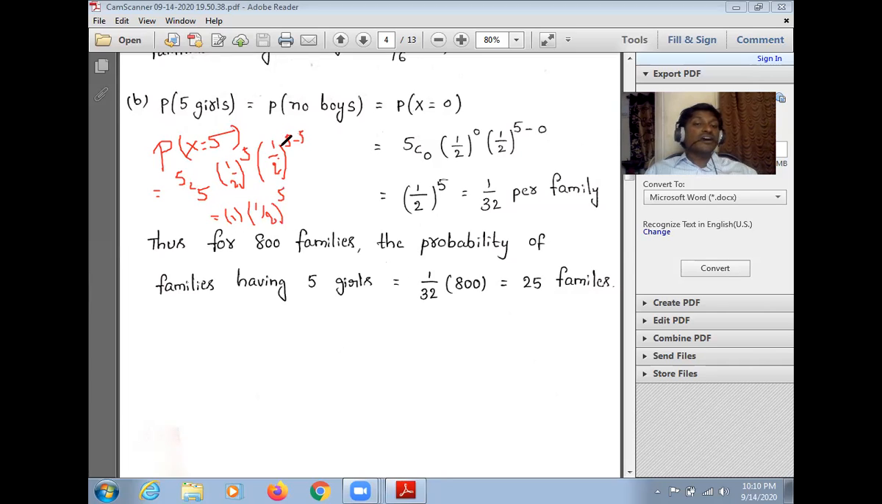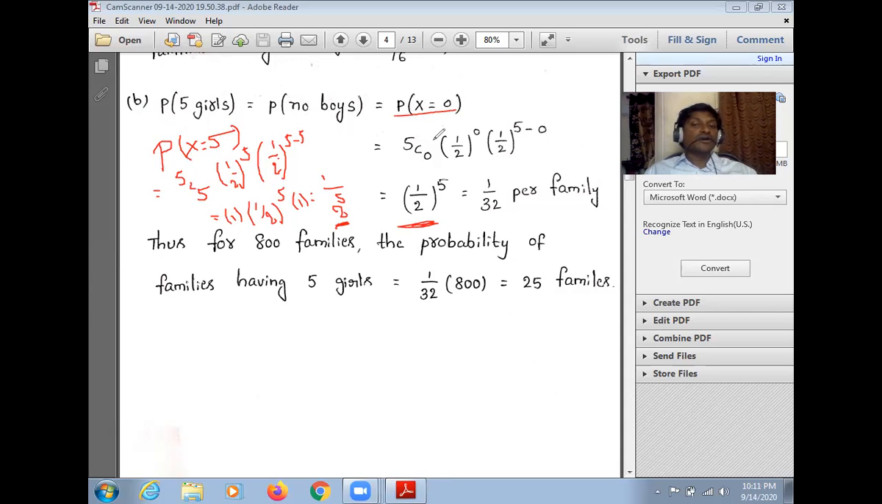And next 5 minus 5 is nothing but 0. Anything to the power 0 is nothing but 1. So simply what we got here is 1 by 2 power 5, or 1 by 2 whole power 5. So we got the same one here. See, 1 by 2 power 5 and 1 by 2 whole power 5. Okay. So 1 by 32. So either you can calculate this or P of no boys. Both are equal.